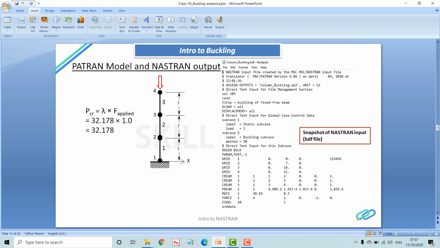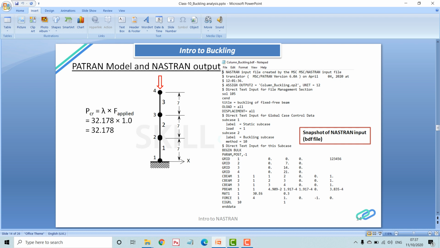So now, before we finally get into the demonstration, I'd like to show how Nastran gives the output for a simple column. You can see the simple column that is being idealized as 3 rod elements, apologies, and it is acted upon by a compressive load at the end and clamped at the other end. Here you can see the Nastran BDF file, which is the input file.